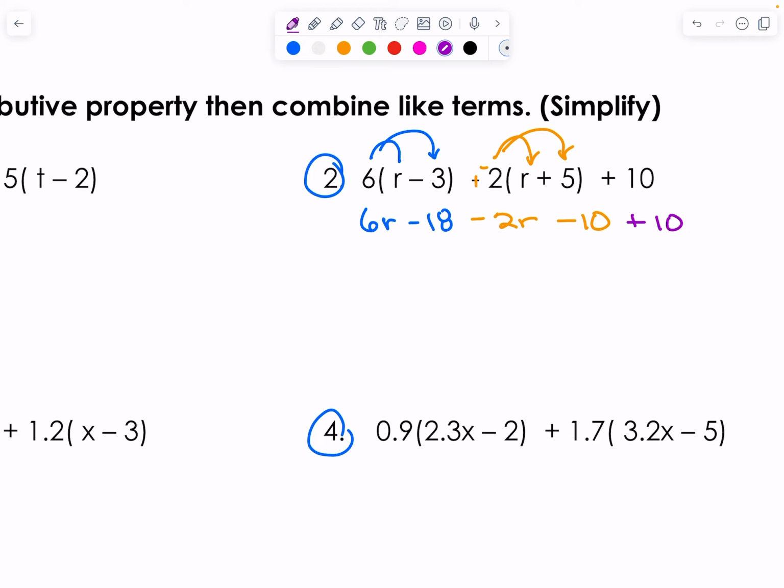And then I'm going to go through and combine like terms, do what we did just a minute ago. So let's look at my r's. I have 6r and minus 2r, so 6 minus 2 would give me 4r. And then let's see, we actually have 3 regular numbers. So we have a minus 18, a minus 10, and a plus 10. Well, the minus 10 and plus 10 can just cancel out, right? So all I really have is that minus 18. So my final answer would be 4r minus 18.